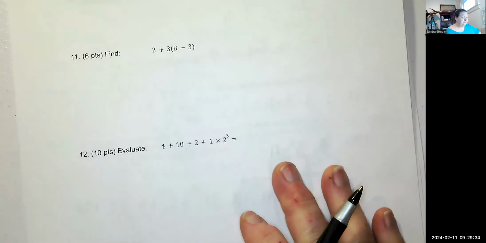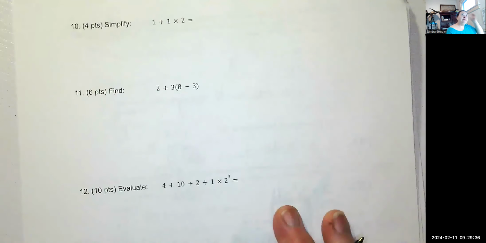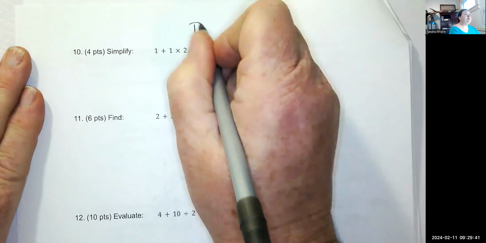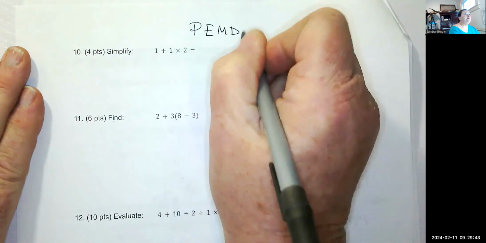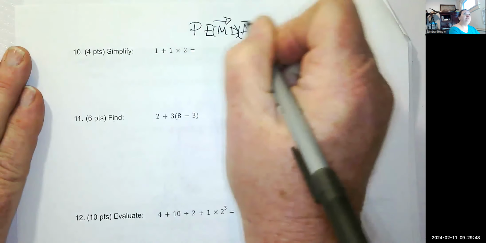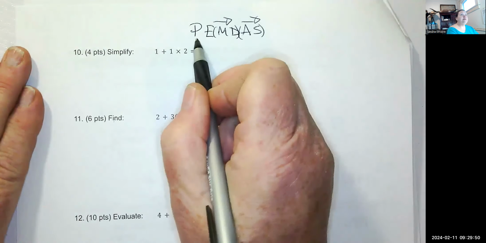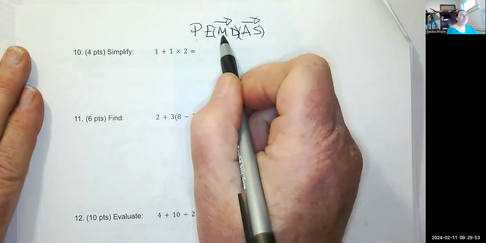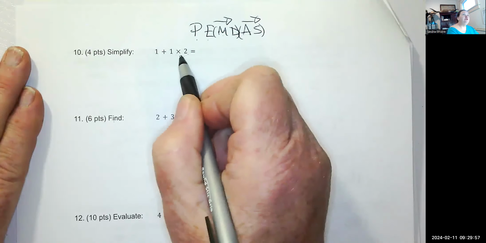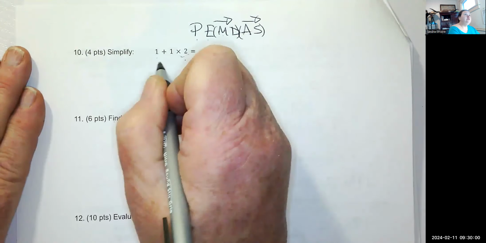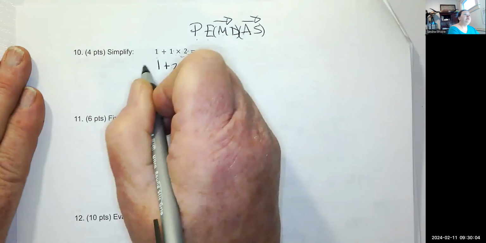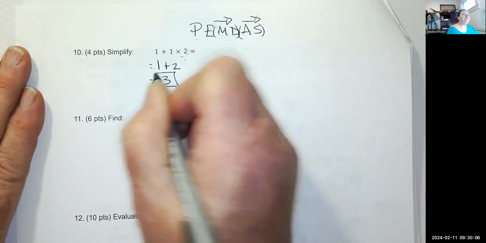Simplify. All right, we've got 1 plus 1 times 2. This simple little problem really hurts some of y'all. If you think of PEMDAS, you cannot forget this guy. You have to deal with parentheses and exponents. We don't have that. Multiplication comes before addition. You have to multiply these two numbers before you add the 1. So this is 1 plus 1 times 2 is 2. 1 plus 2 is 3.